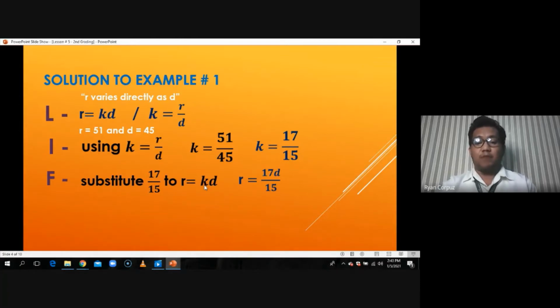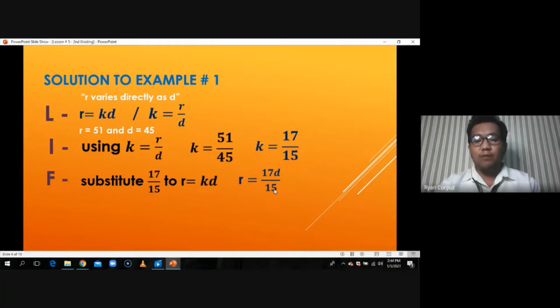So may nagugulang ba kung bakit naging 17D over 15? Because D here is a numerator, because that will be the same as KD over 1. So 1 is the denominator. Ibig sabihin, kung numerator siya, so katabi niya yung 17 na numerator also. Then yung 15, which is a denominator, is on the denominator part also. That's why you come up with R is equal to 17D over 15.